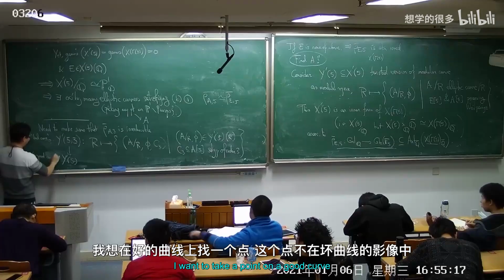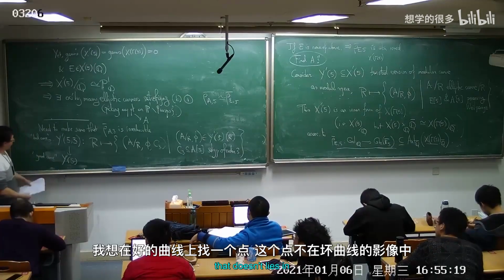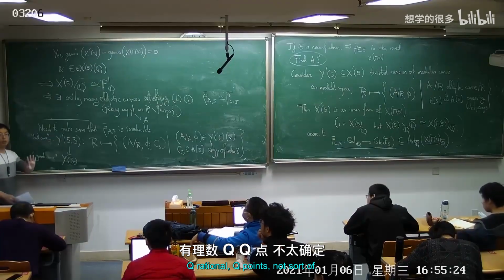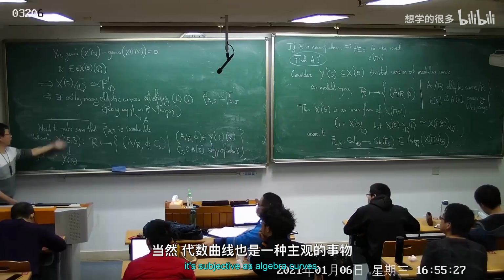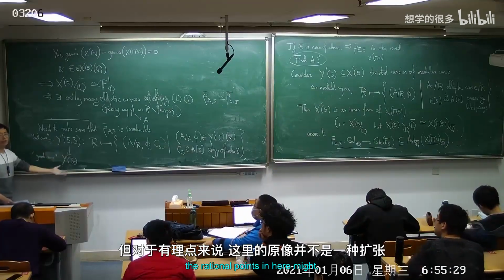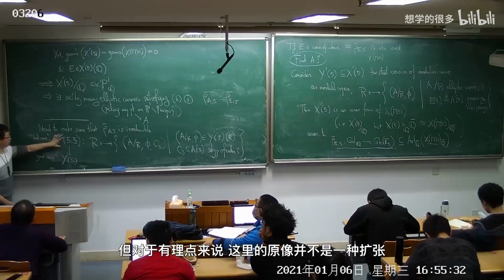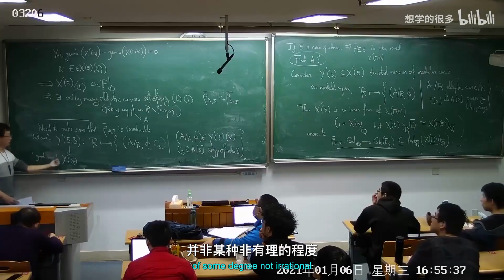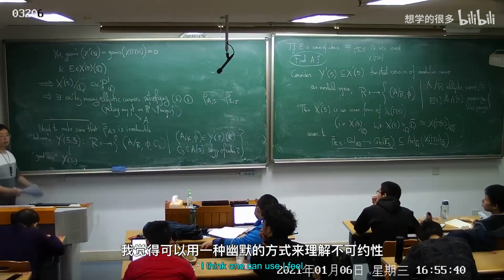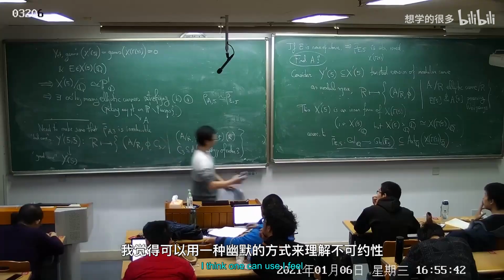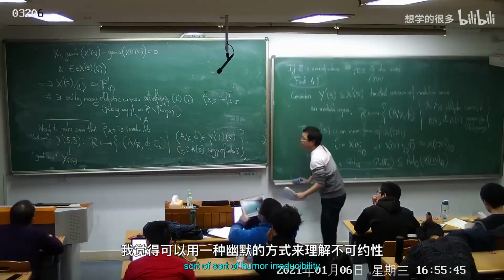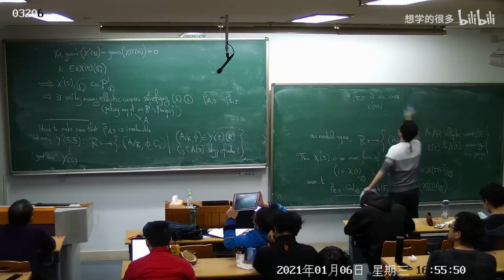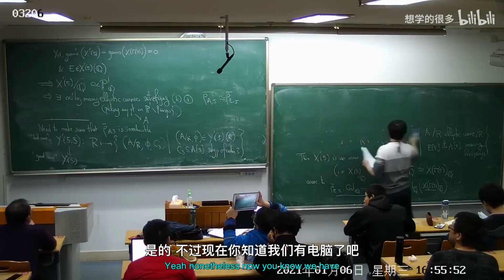I want to take a point on the good curve that doesn't lie in the image of the bad curve, Q rational points. Of course, it's surjective as algebraic curves, but for rational points, typically the pre-image of a rational point is an extension of some degree, not a rational point. I feel like one can use some sort of Hilbert irreducibility or something. Nonetheless, here's a simpler proof. Now we have computers.